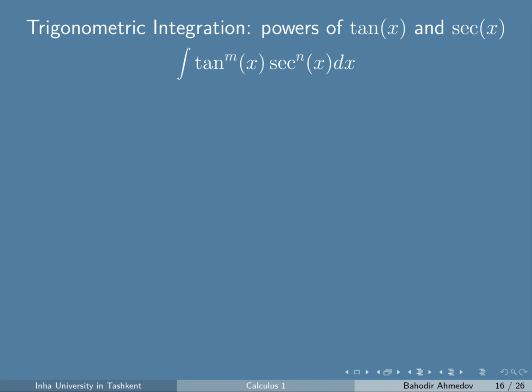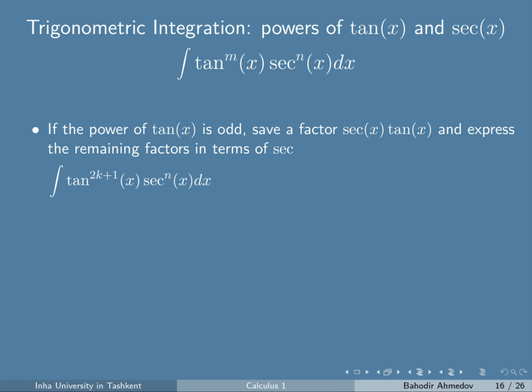So the next case is when the power of the secant is not even, okay, it's odd maybe. But if the power of the tangent is odd, we're going to use the following algorithm for integration. So the idea is that we need to save one term of the tangent and one term of the secant separately, and try to express everything else in terms of the secant.